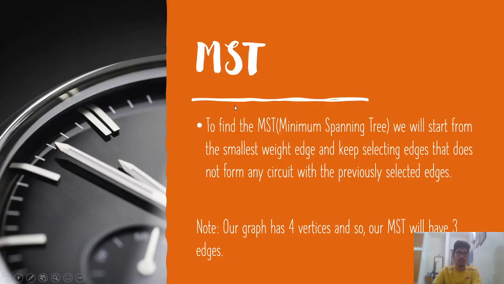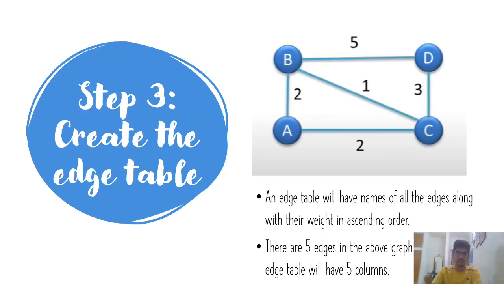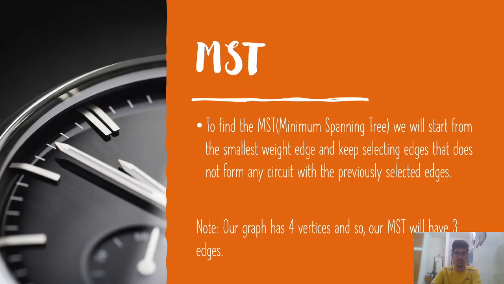So how to find an MST? To find the MST, which is the minimum spanning tree, we will start from the smallest weight edge and keep selecting edges that do not form any circuit with the previously selected edges. Our graph has 4 vertices. Once you have 4 vertices, your MST can only have 3 edges, since our MST is a subset of our main graph, so we cannot have the same number of edges as the main graph or more. So we'll have only 3, since we have only 4 vertices.